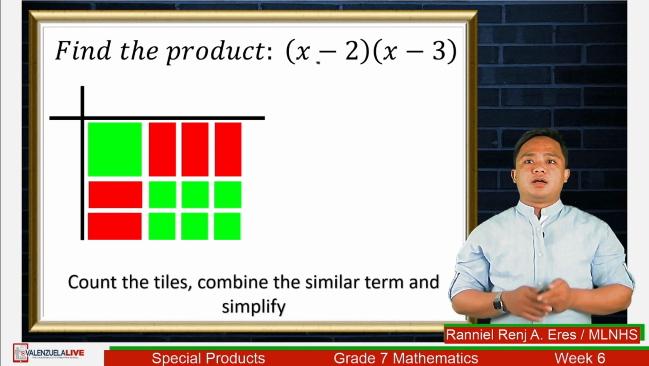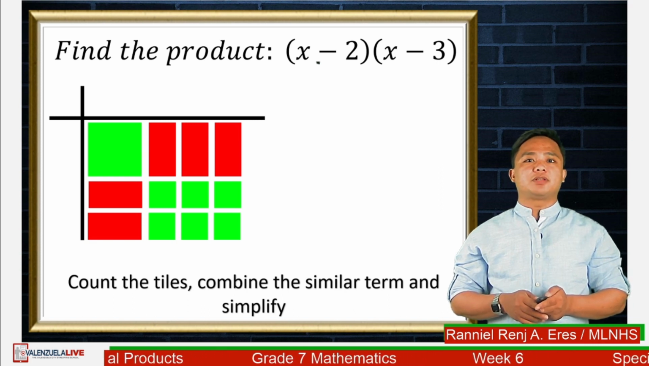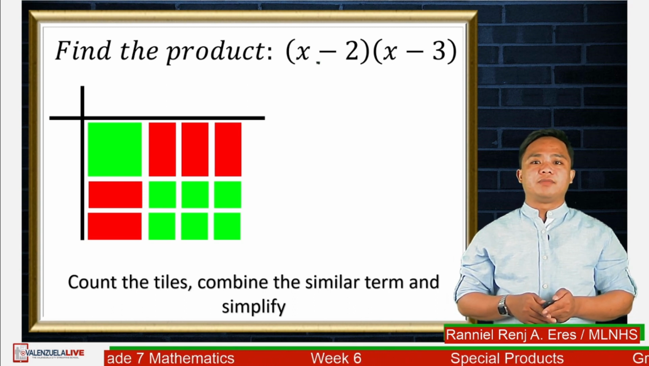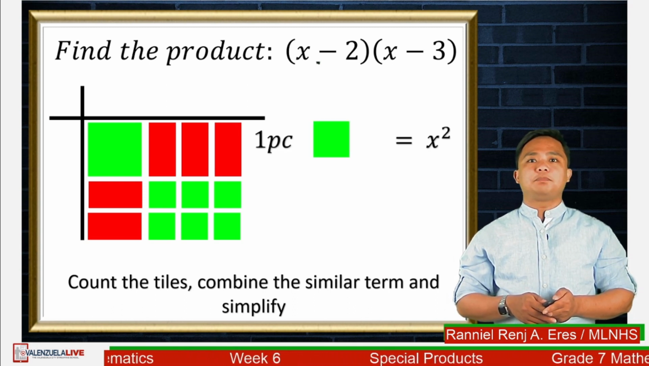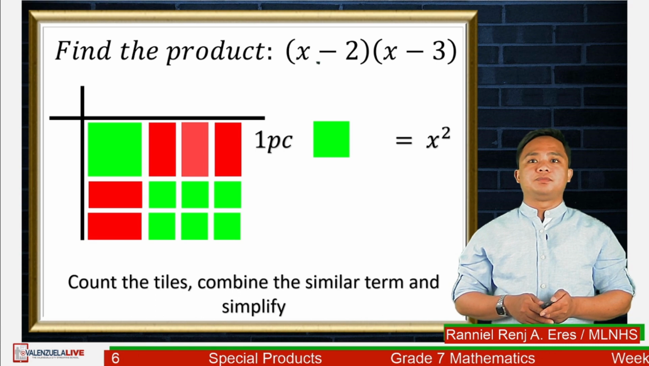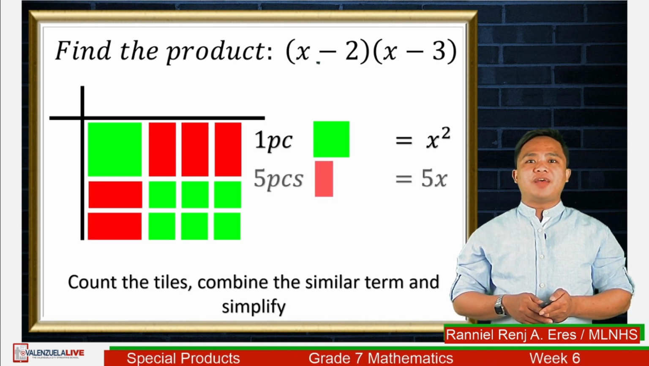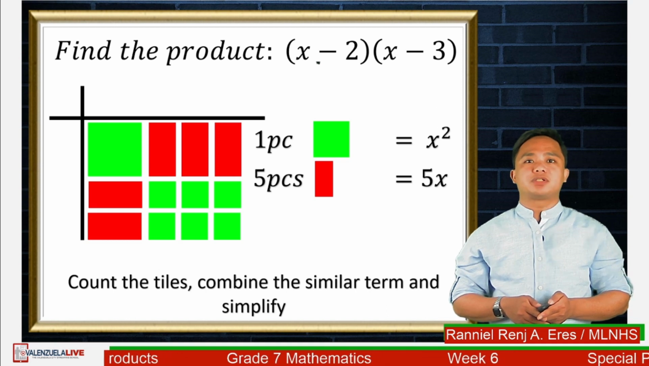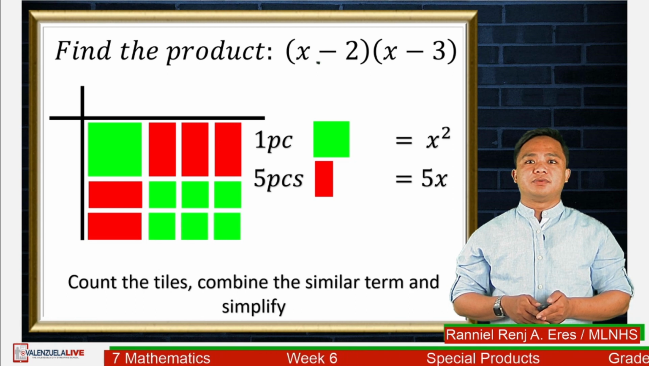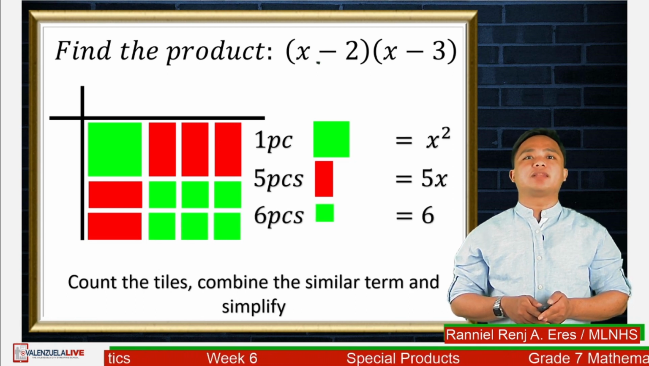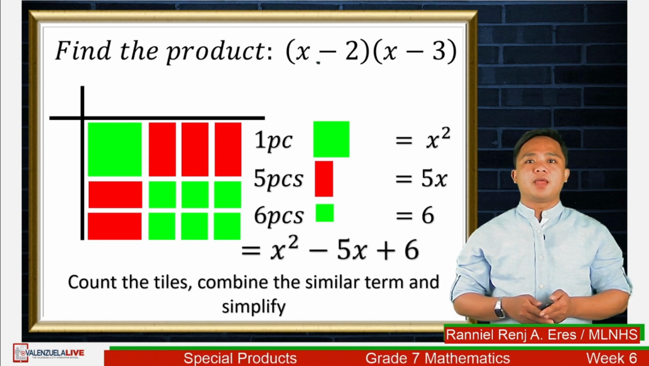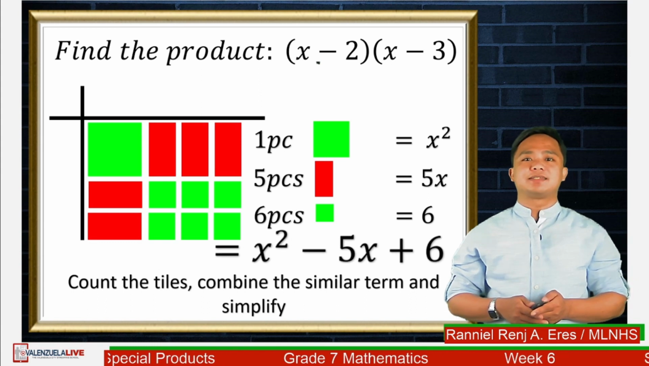So, let's count the tiles, combine the similar terms, and simplify. As our last step, after multiplying, we have one piece of big green tile, which is x squared. We have 5 pieces of red rectangle tile, which is -5x. And we have 6 pieces of small green tile, which represent 6. If we combine that, our final answer would be x squared minus 5x plus 6.